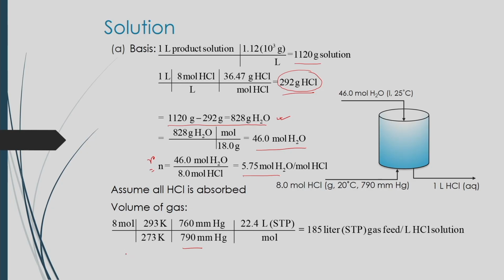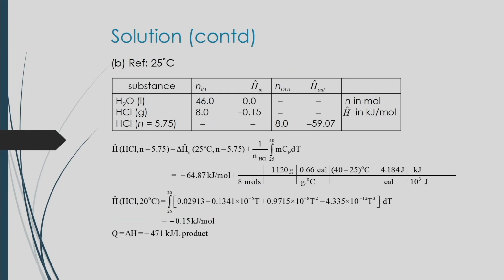So, as per that and also from the equation of state of gas, you can calculate that this 185 liters of gas feed per liter of hydrochloric acid solution is to be absorbed in the absorber, as shown in the slide. So, we can then calculate this amount of gas to be absorbed by this absorber. Now, if we consider that reference temperature, what should be the enthalpy for the individual components in this absorber? What are the inlet and outlet?